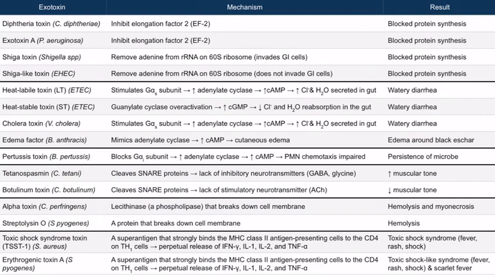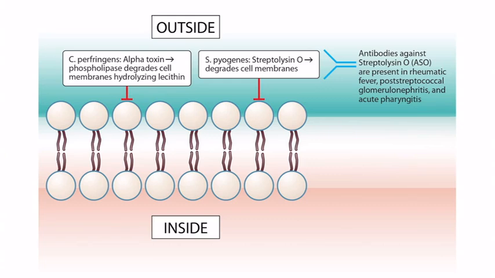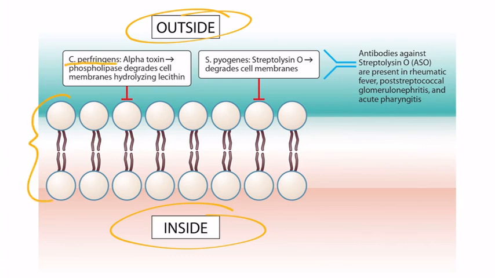Now let's discuss the exotoxins that lyse cell membranes, alpha toxin and streptolysin O. This image shows the cell membrane of our cells. Here's the outside of the cell, and here's the inside. And it's separated by this cytoplasmic membrane, which you can see here. Clostridium perfringens uses this alpha toxin. This is simply a phospholipase which degrades the cell membrane, and it hydrolyzes lecithin.